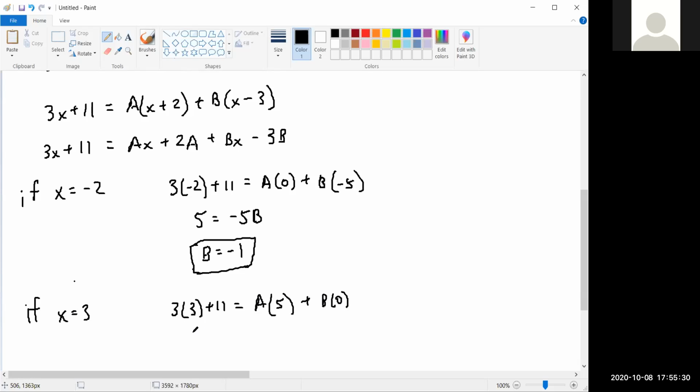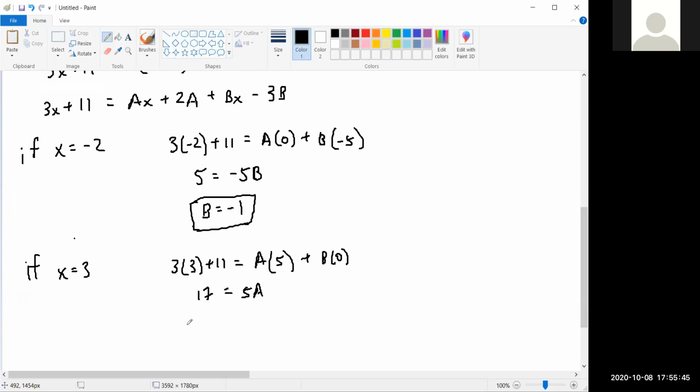So we have 17 equals 5a. Wouldn't it be 20? Since it's 3 times 3 plus 11. Yeah, sorry. For some reason, I thought 3 times 3 was 6. This is 20. So a is 4.